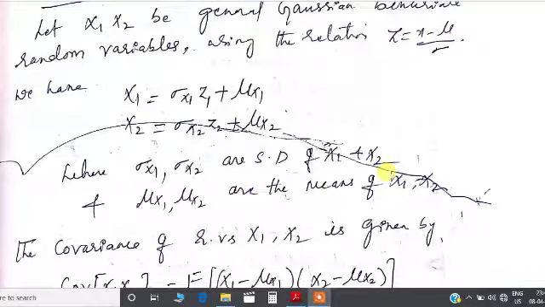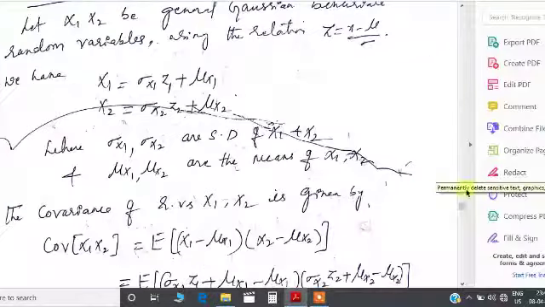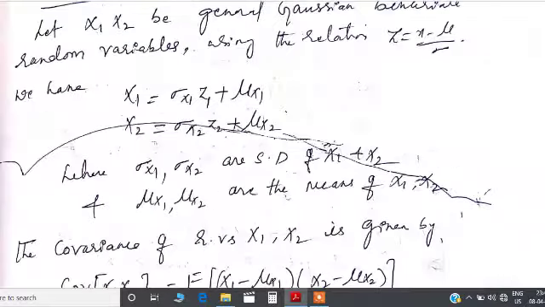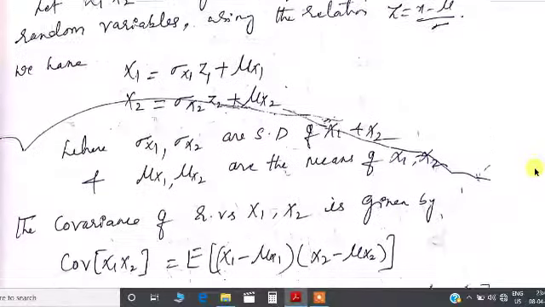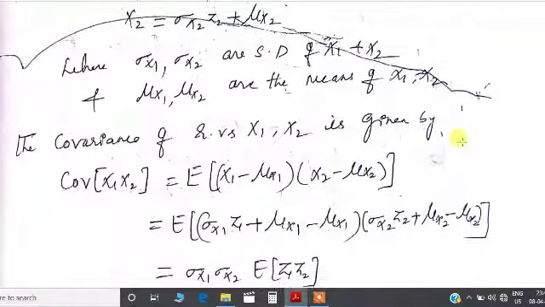Let us find the covariance of the random variables X1 and X2. We know the procedure to find the covariance. The covariance of X1 X2 is equal to the expectation of (X1 minus mu X1) into (X2 minus mu X2). This is the general formula. Since we have considered the general X1 and X2 as Gaussian random variables, we have relations 1 and 2. Let us substitute and simplify.